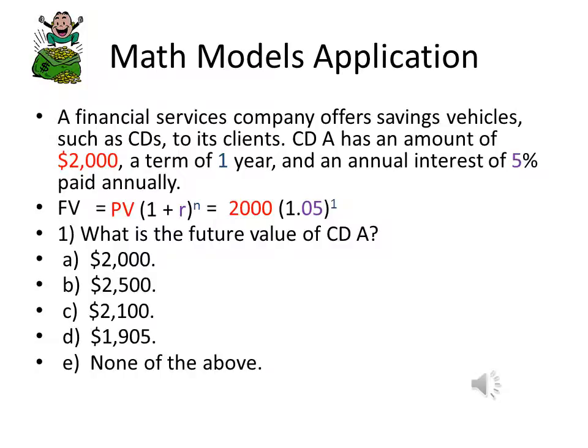Math Models Application. A financial service company offers savings vehicles, such as CDs, to its clients. CD A has an amount of $2,000, a term of 1 year, and an annual interest rate of 5% paid annually.